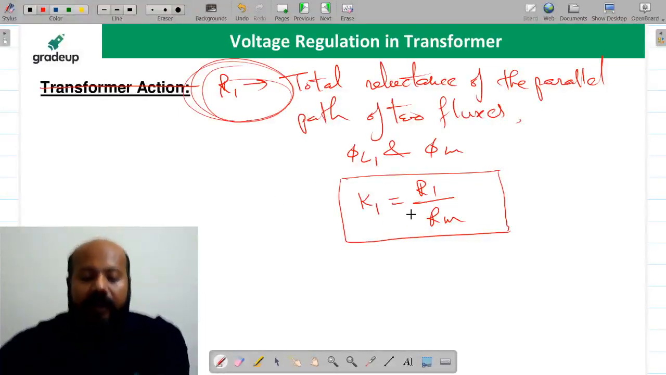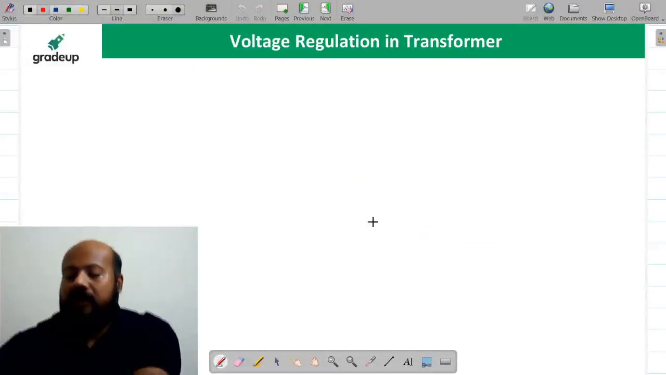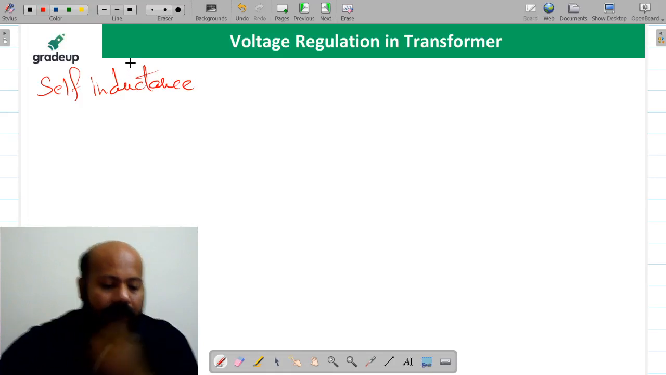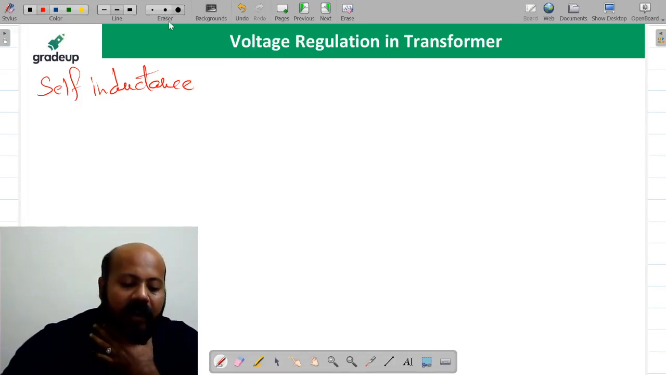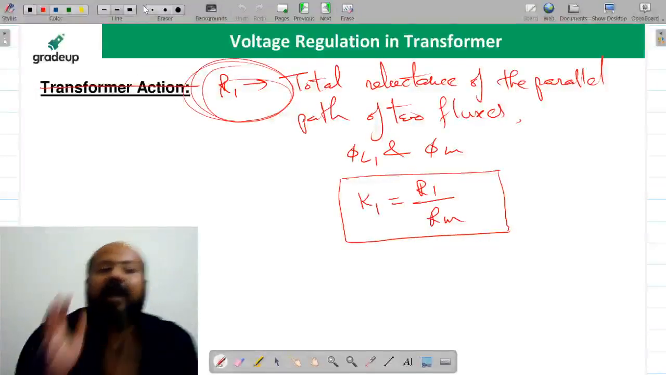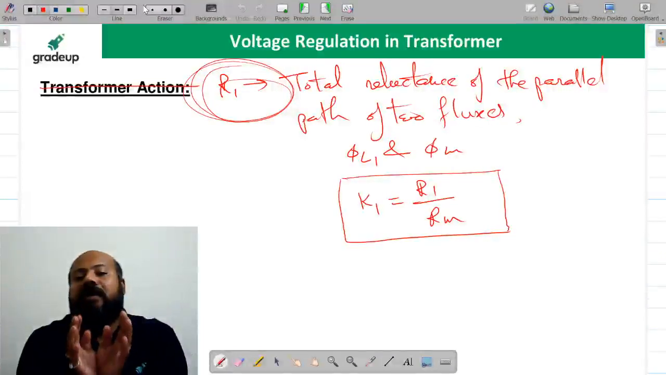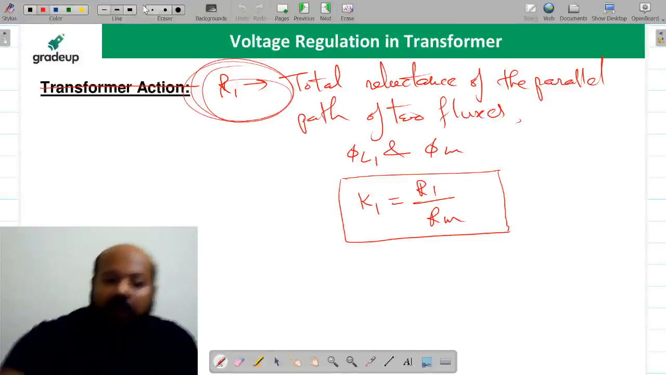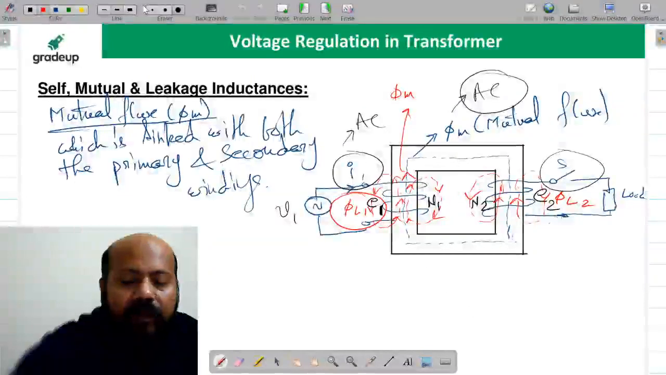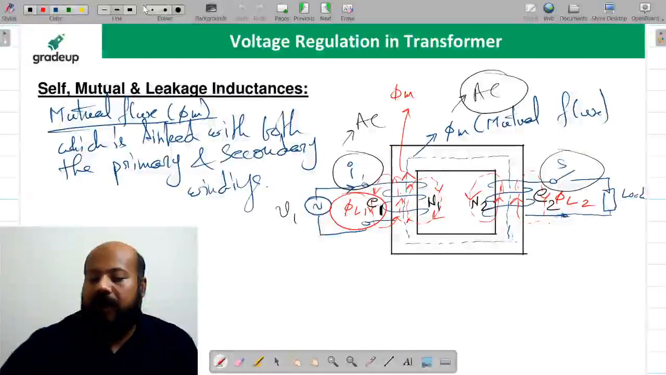So now if we want to write the self-inductance of the coil, suppose now we are trying to write the self-inductance. Kavya is saying, sir, once again please. Okay, now listen to me. We are defining R1 as the total reluctance of the parallel path of the two fluxes. Now let me show you the two parallel paths. You just focus here.